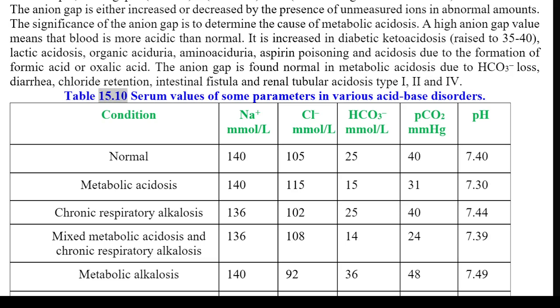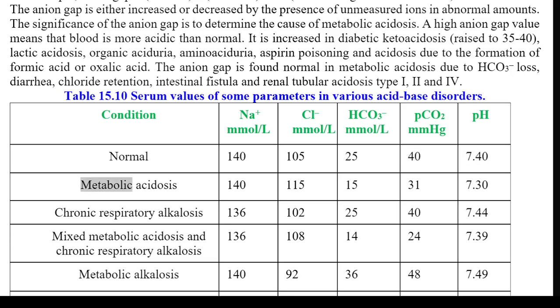Table 15.10 Serum values of some parameters in various acid-base disorders. Condition: Na+, mmol/L, Cl-, mmol/L, HCO3-, mmol/L, PCO2, mmHg, pH. Normal, 140, 105, 25, 40.